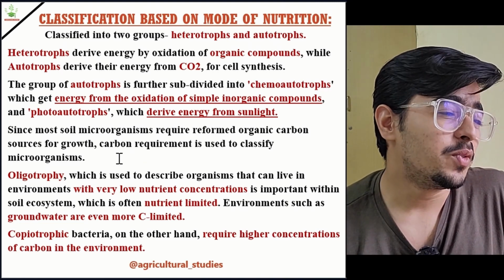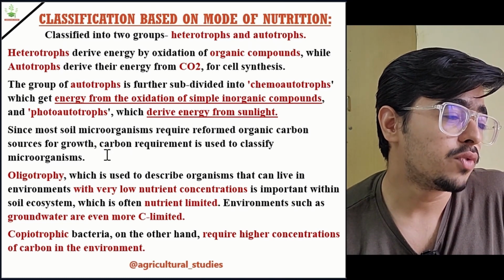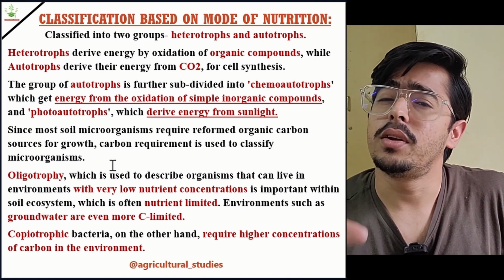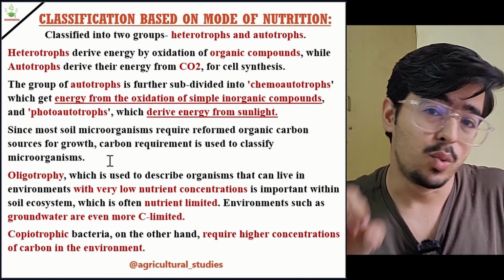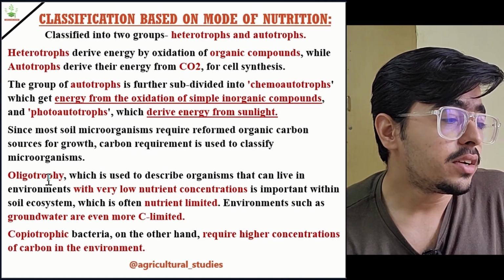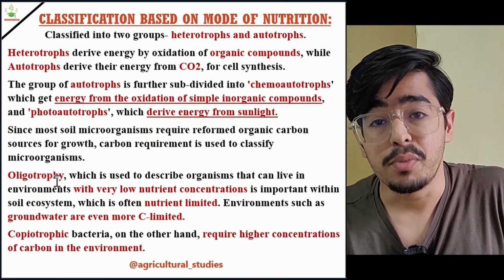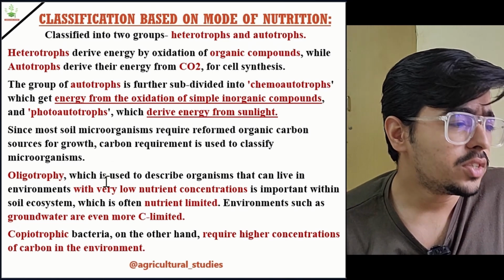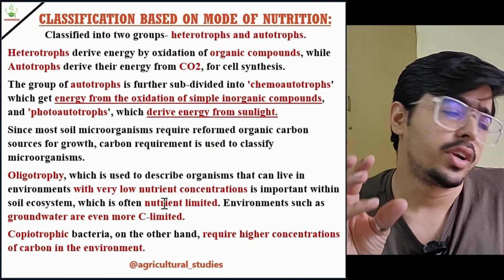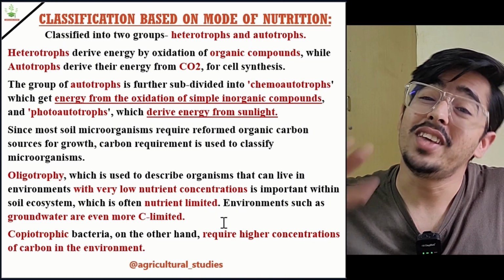And we should move to the next topic, that is, since most microorganisms require preformed organic carbon source for growth, carbon requirement is used to classify organisms. Microorganisms are classified based on carbon requirements, right, as we discussed above. Then there is a term oligotrophy. This is an important term for the examination purpose. What is oligotrophy? Oligotrophy is used to describe organisms that can live in an environment with very low nutrient concentration, right? So what about the higher concentration?